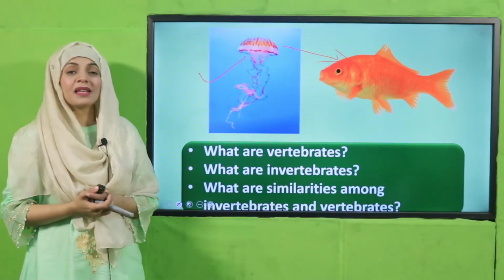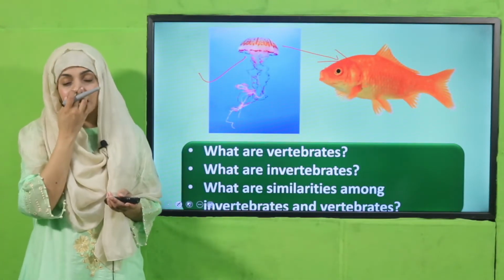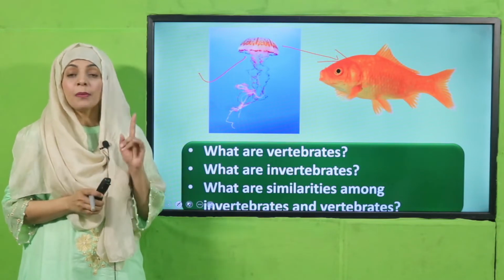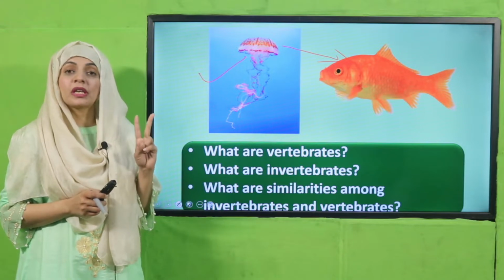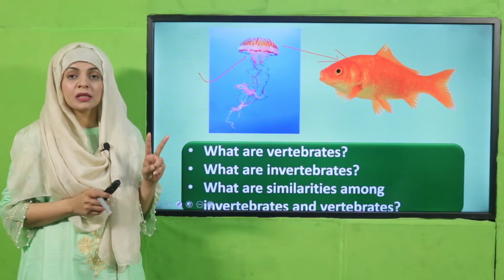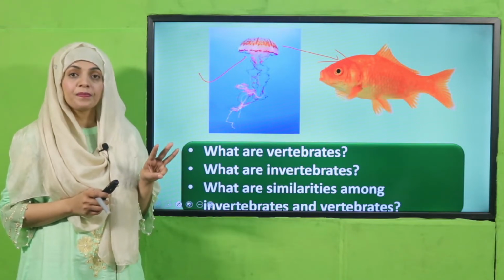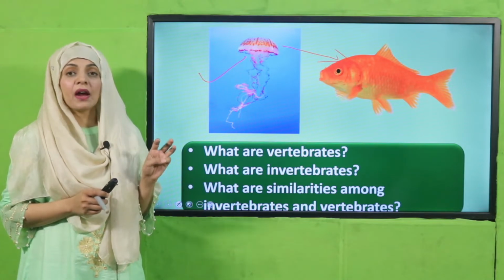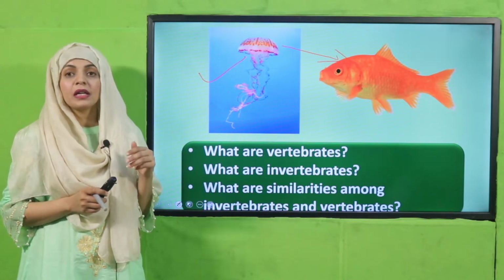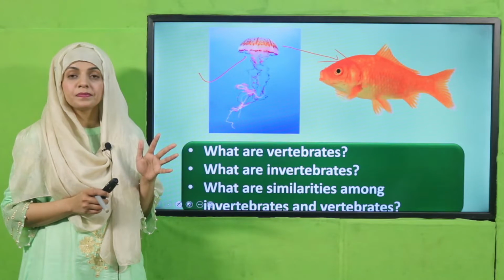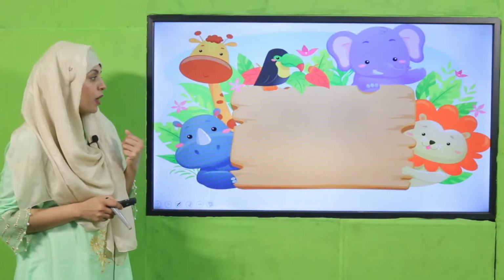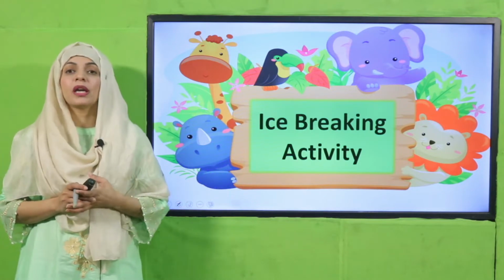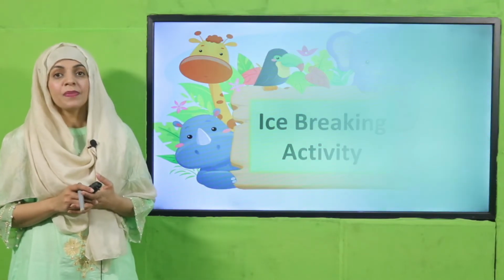Okay, what are similarities among vertebrates and invertebrates? Number 1, both need energy. Number 2, both can move from one place to another. Number 3, both need air, water to survive. Number 4, both are living organisms. Very good. Okay, my dear students, now quickly look at the ice breaking activity.